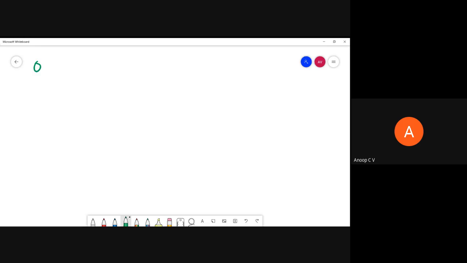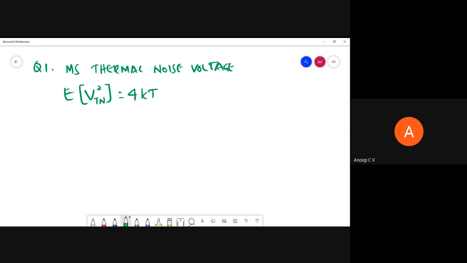The first problem is on thermal noise, right? Maybe you can take down this problem along with me. The mean square value of thermal noise voltage. We have represented it as expectation of VTN squared. Thermal noise we have represented as VTN, right? So expectation of square of this, the mean square value of thermal noise voltage, is given as 4 kT R delta F. So I am using delta F for bandwidth.